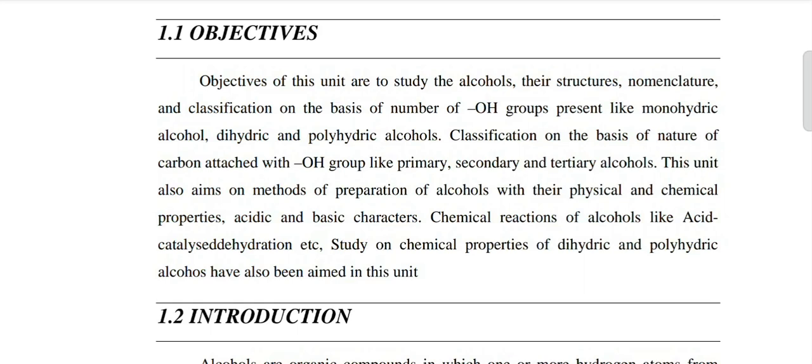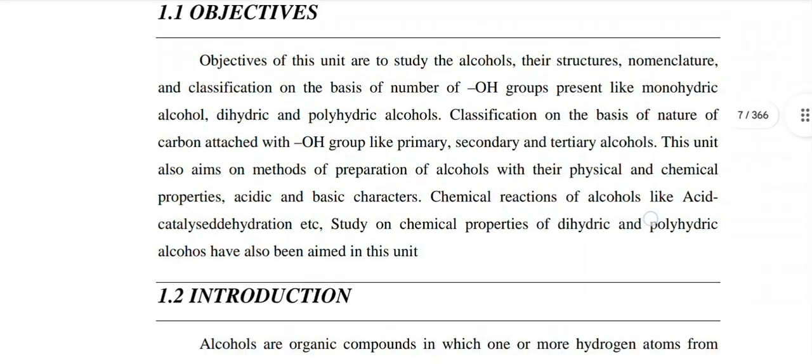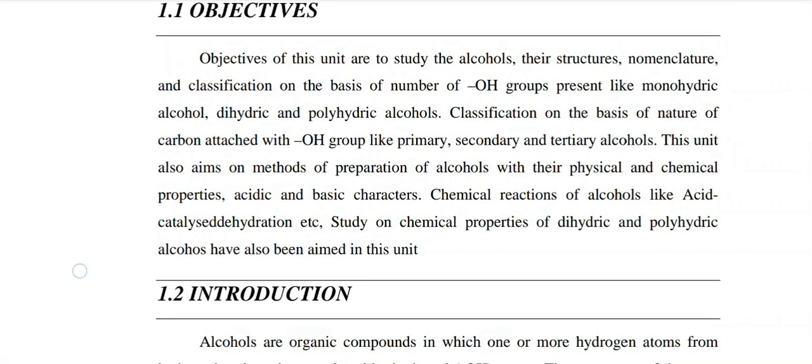Objectives of this unit are to study alcohols, their structures, nomenclature, and classification on the basis of the number of OH groups present, like monohydric, dihydric and polyhydric alcohols. Classification on the basis of the nature of the carbon attached to the OH group, like primary, secondary, tertiary alcohols. This unit also aims at methods of preparation of alcohols with their physical and chemical properties, acidic and basic character, and chemical reactions of alcohol like acid catalyzed dehydration, etc. Study of chemical properties of dihydric and polyhydric alcohols can also be aimed in this unit.